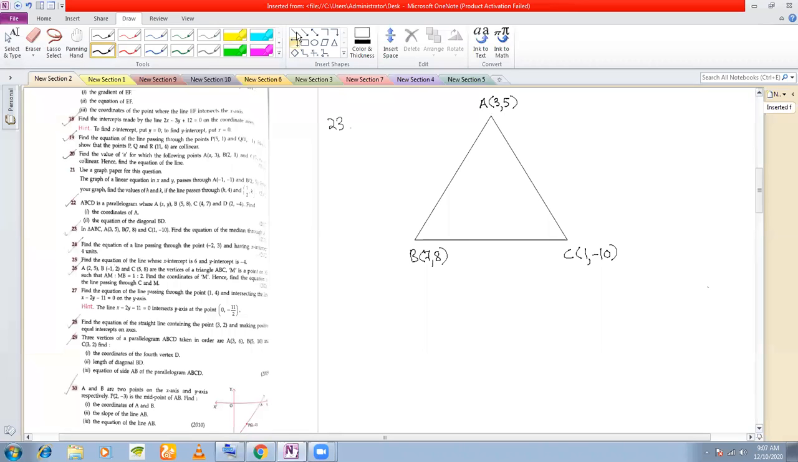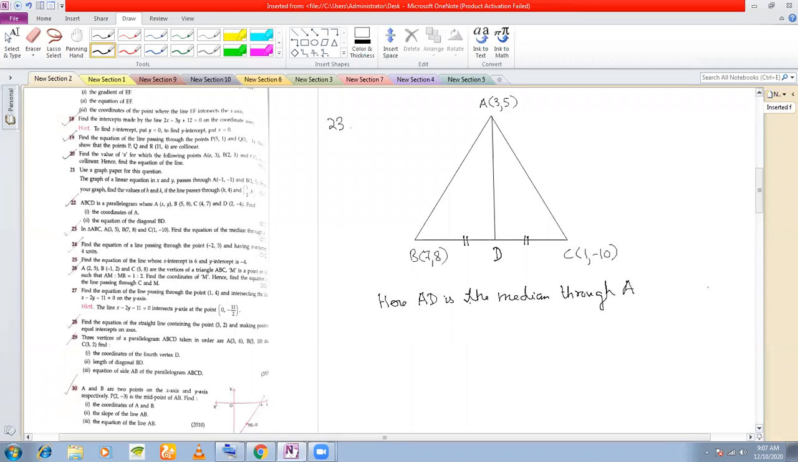So through A, let's draw a median. Through A, I'm drawing a straight line to the midpoint of the opposite side. Okay, so this is your median, such that this is equal to this. That is, if I call this point D, then D is the midpoint of BC. So here AD is the median through A. And you have to find out the equation of AD.